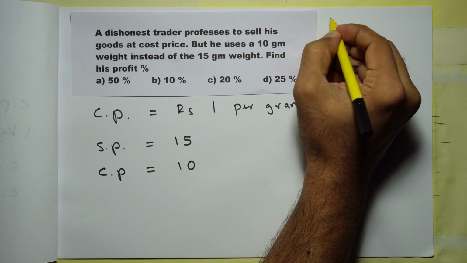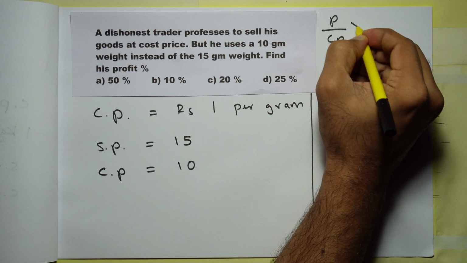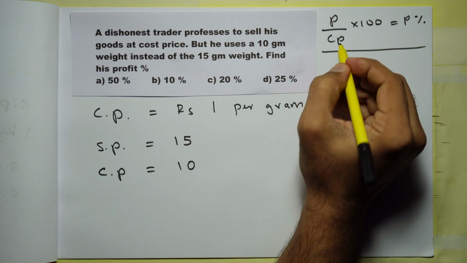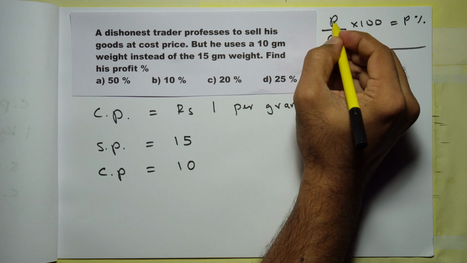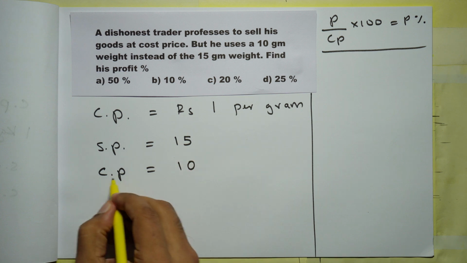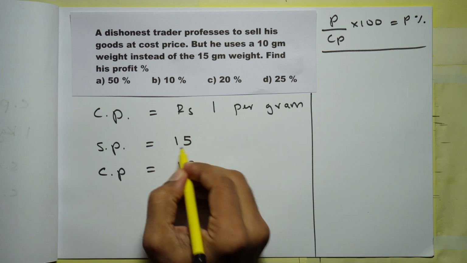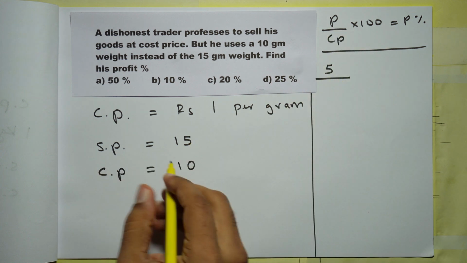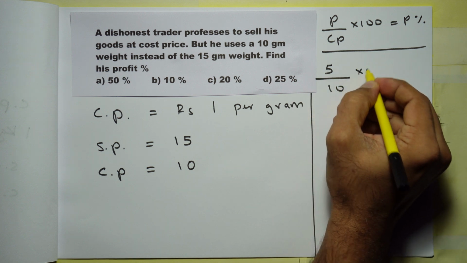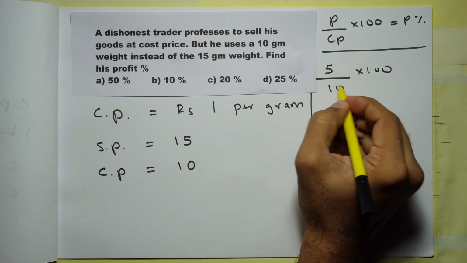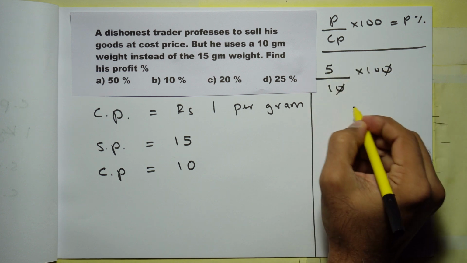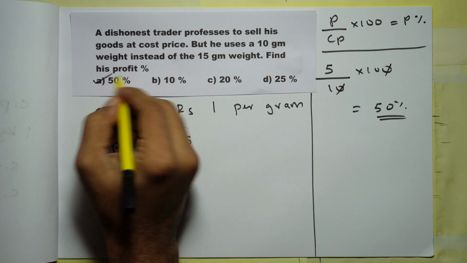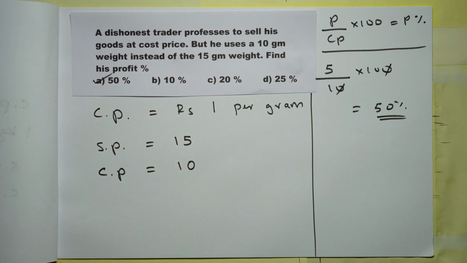Profit percentage is given by this formula, that is profit out of CP into 100 gives you profit percentage. We'll just substitute into the formula. Now profit is SP minus CP. His cost price is 10. He is selling it at 15. So 15 minus 10, profit is 5 out of CP. CP is 10 into 100 gives you profit percentage. So I'll cancel out the 0. So 5 into 10 is 50% profit. Hence option A, 50% profit. Find his profit percentage, it will be 50% profit.